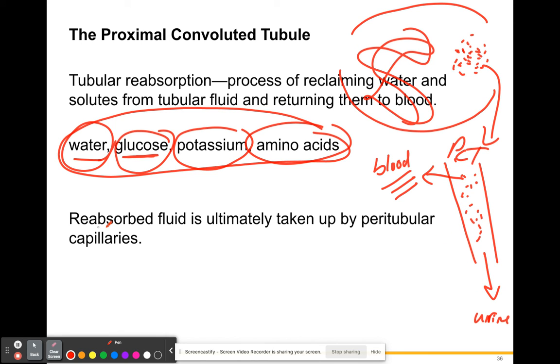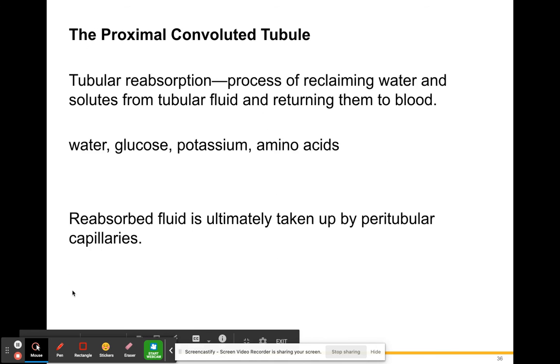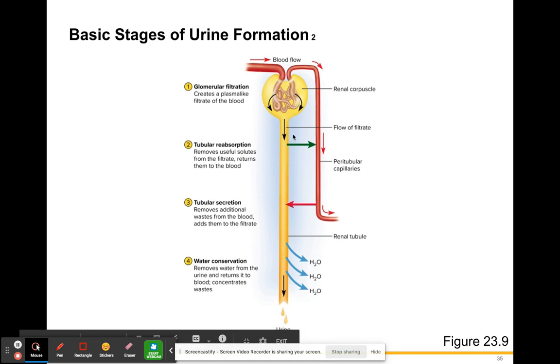This reabsorbed fluid is taken up by that peritubular capillary and given back to the blood. So these things are all going to be put back into our peritubular capillary, which is then put back into our blood. Let me go back real quick. We can see here's our green arrow. Our green arrow is when we put back all of the stuff that we took out. So we took out a whole bunch of stuff.